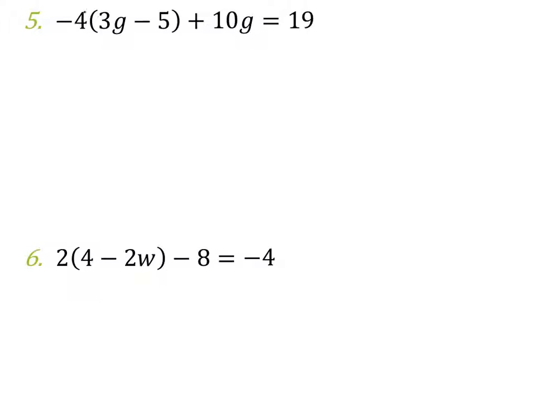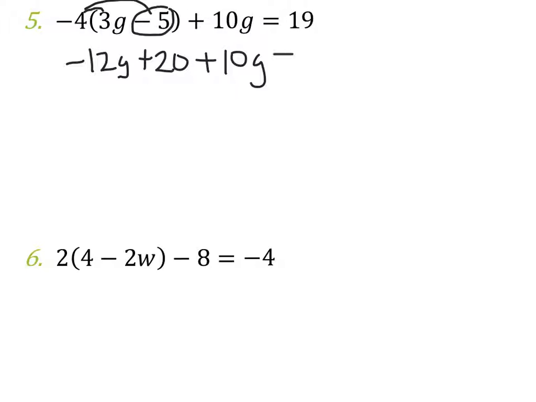So I'm going to multiply here, and I'm going to go negative 4 times 3g, get negative 12g. And be really careful here when I multiply. I am multiplying that negative 4 to the negative 5. That is a minus sign, but remember a minus sign is a negative sign. So I have negative 4 times negative 5 gives me positive 20. And I'm definitely going to write my line there so I can look for any like terms.